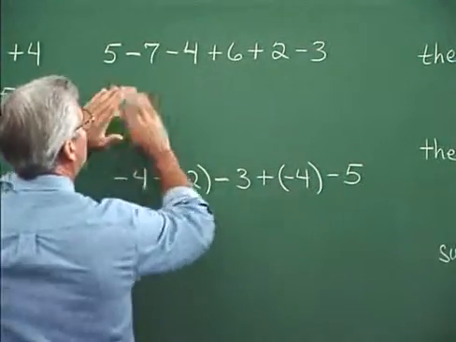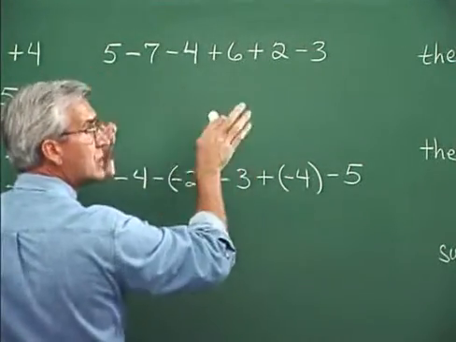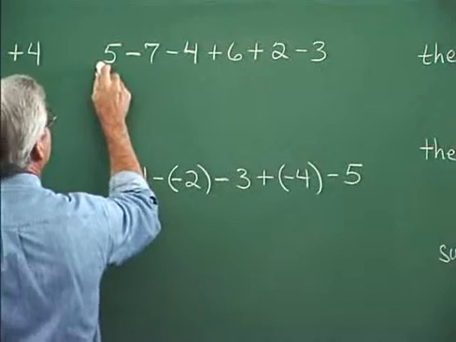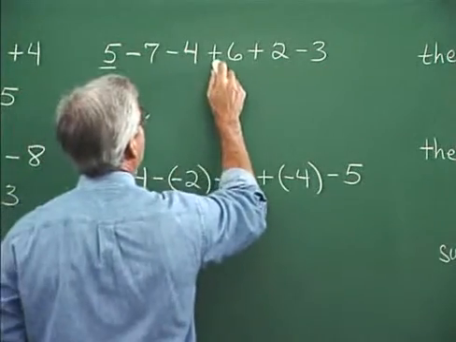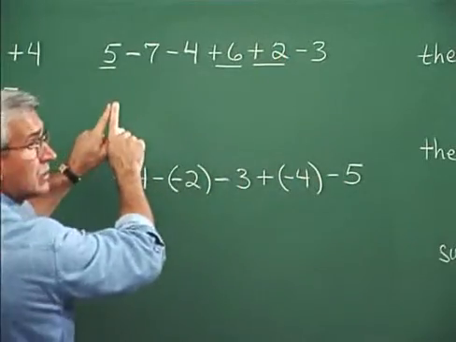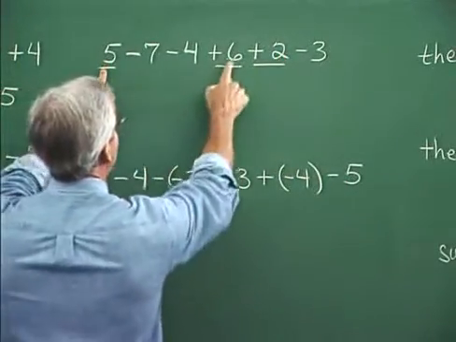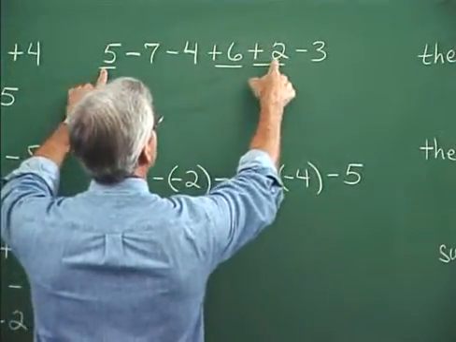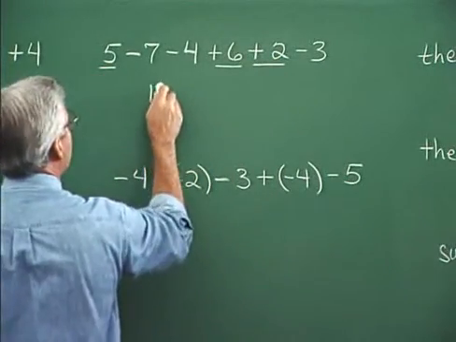Let's think of all of the digits that have a plus sign before them. So we have positive 5, we have plus 6, we have plus 2. So let's add those first. All right, so we have 5 and 6, 11. 11 and 2, that's 13.